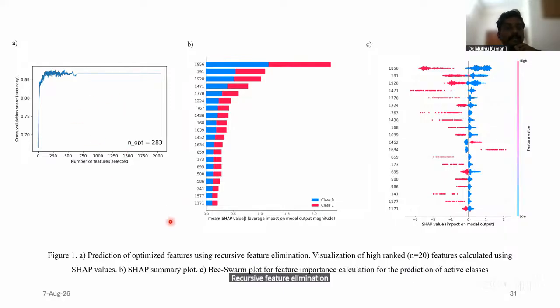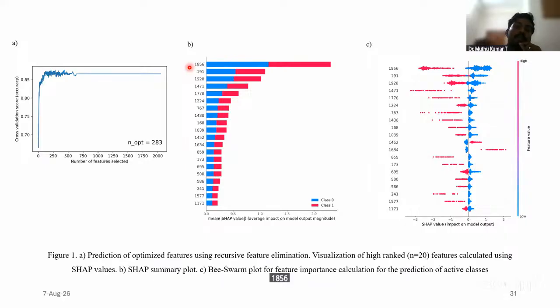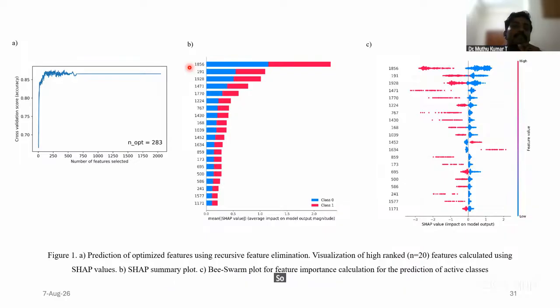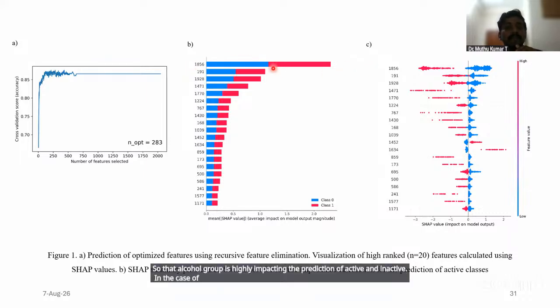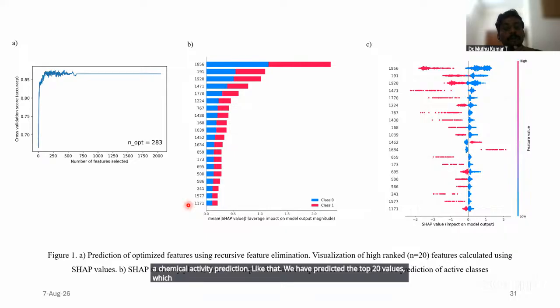This graph you will get. Then we have the SHAP feature importance. Here you can see 1856. Let's say the molecular fingerprint 1856 is represented like an alcohol group. For example, I am saying that the alcohol group is highly impacting the prediction of active and inactive in the case of chemical activity prediction. Like that, we have predicted the top 20 values which are actually contributing to the active class or inactive class.